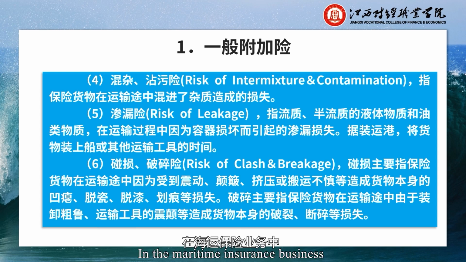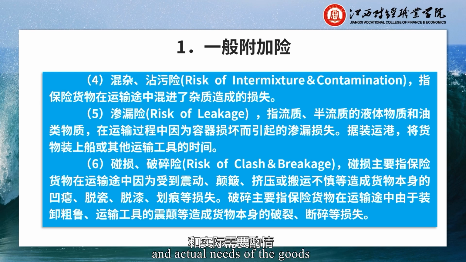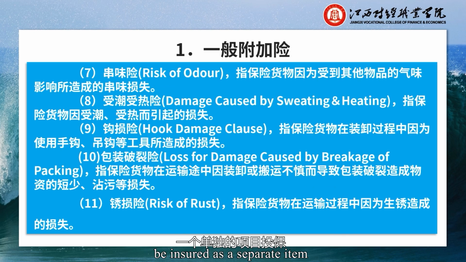In the maritime insurance business, importers and exporters can choose one or several appropriate additional insurance types based on the characteristics and actual needs of the goods, in addition to the basic insurance types mentioned above. General additional insurance cannot be insured as a separate item, but can only be added to one or several general additional insurances based on the characteristics and the needs of the goods, in addition to Ping An insurance or water damage insurance. Since general additional insurance is included in the coverage of all risk insurance, there is no issue of adding general additional insurance when purchasing all risk insurance.